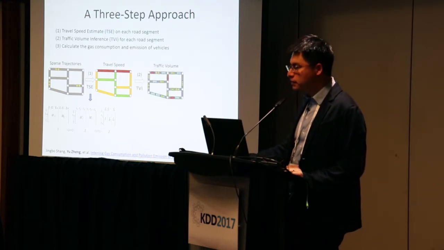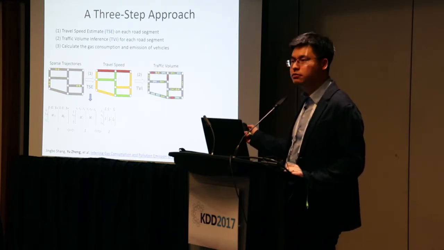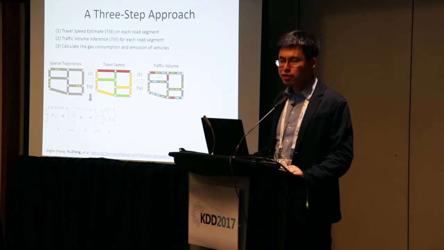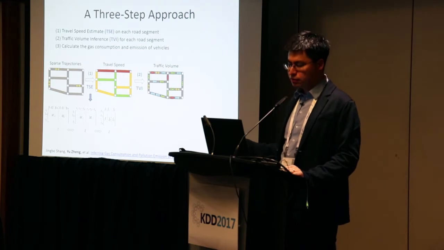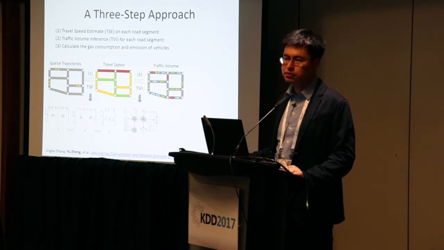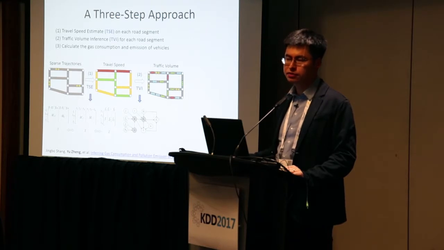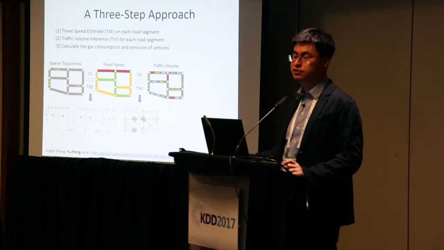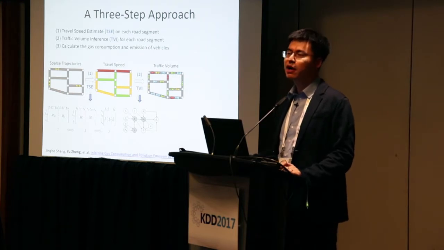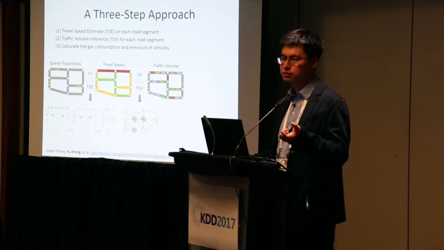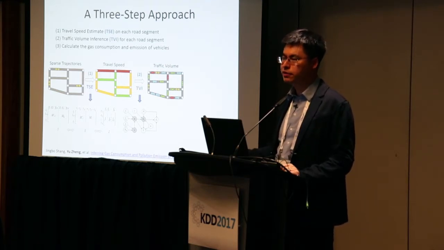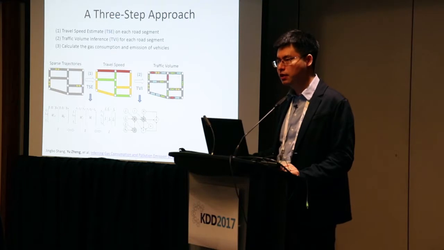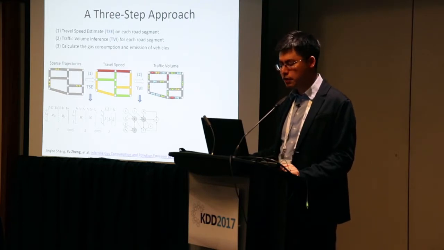Okay. The second step is to infer the traffic volume on each and every road segment. Here we use a graph model to do unsupervised learning because we don't really have ground truth of traffic volume on each road segment. We only have some loop detectors on highways, but we don't have loop detectors on other major roads or service roads. So that's the reason why I need to do inference.